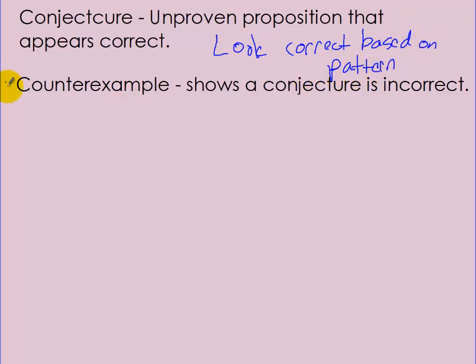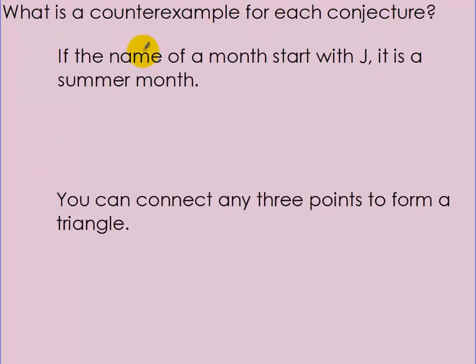So what does that mean? Well, someone might come up with a conjecture, but we can come up with counterexamples that show a conjecture is incorrect. Because they're not proven, it's just something that we think is right. So let's take some examples. What is a counterexample for each conjecture?